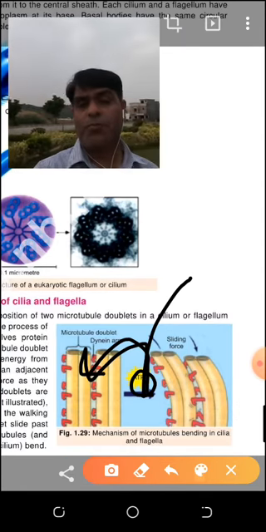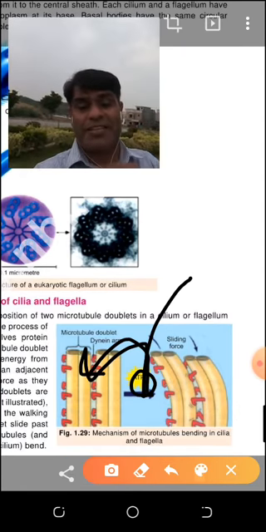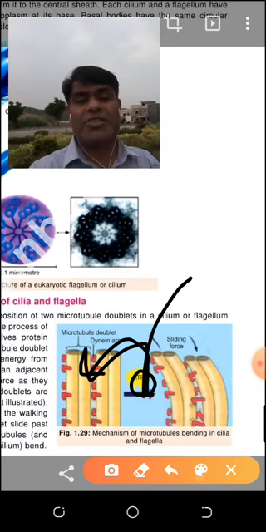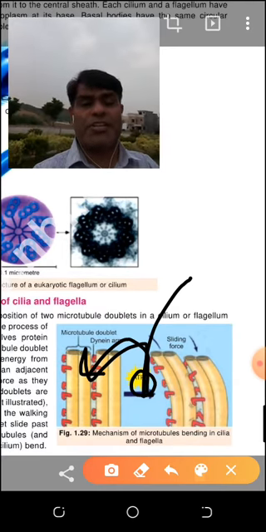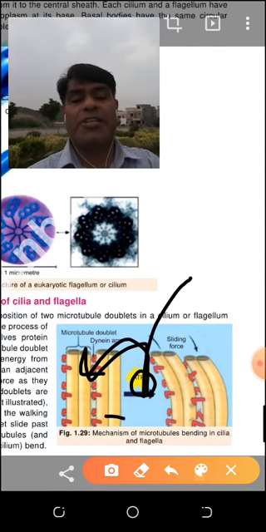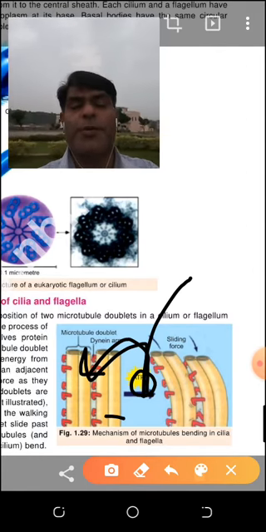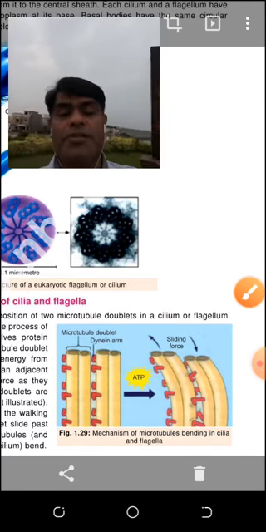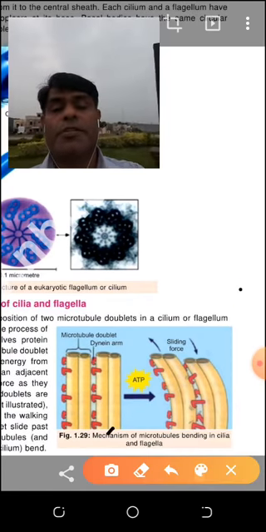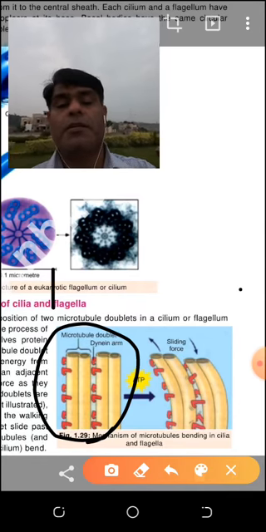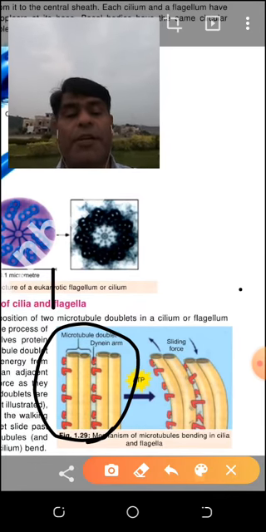They will move the cilium. They will bend the cilium. They will exert the sliding force in the cilium and the flagella. You can see the sliding force. If you compare these 2 diagrams, this is figure number 1, and this is another figure, figure number 2.